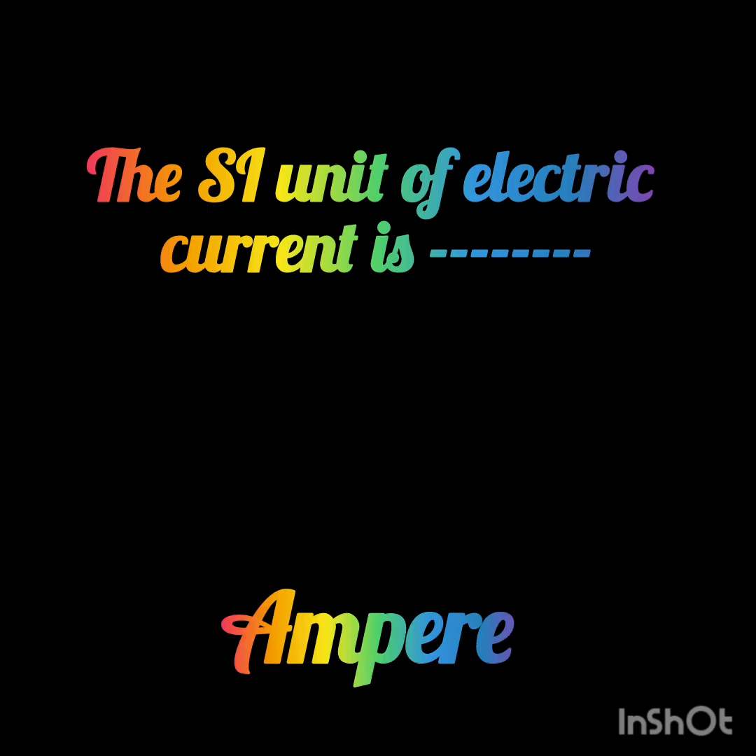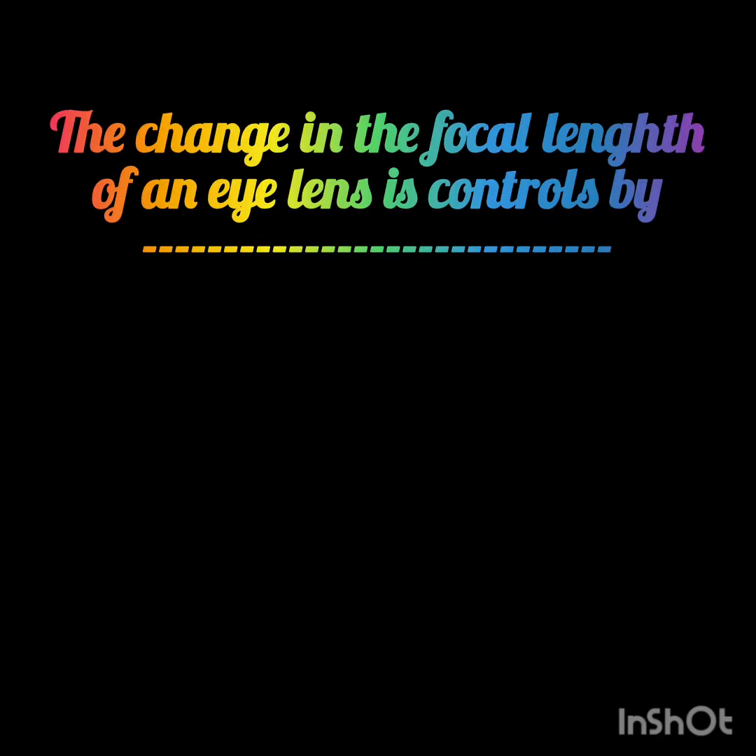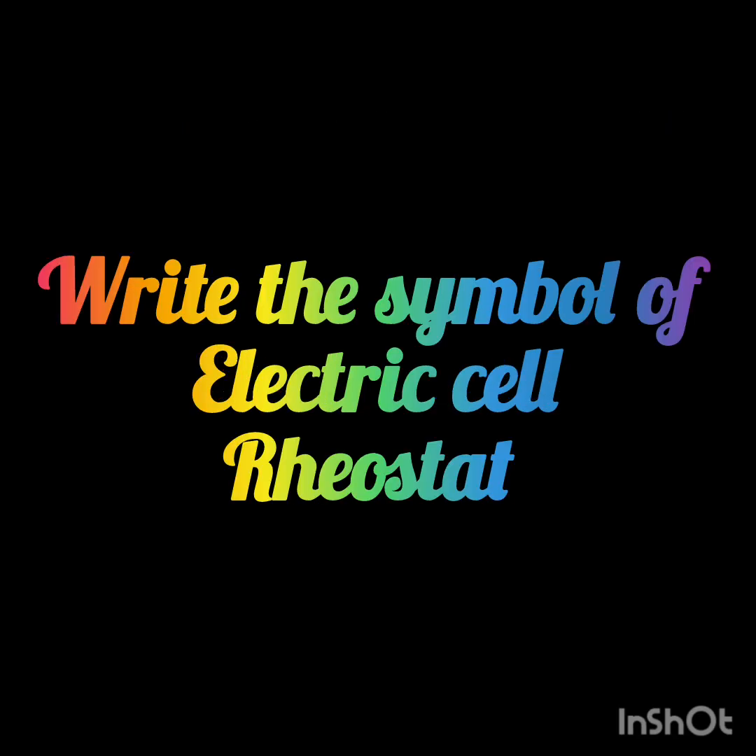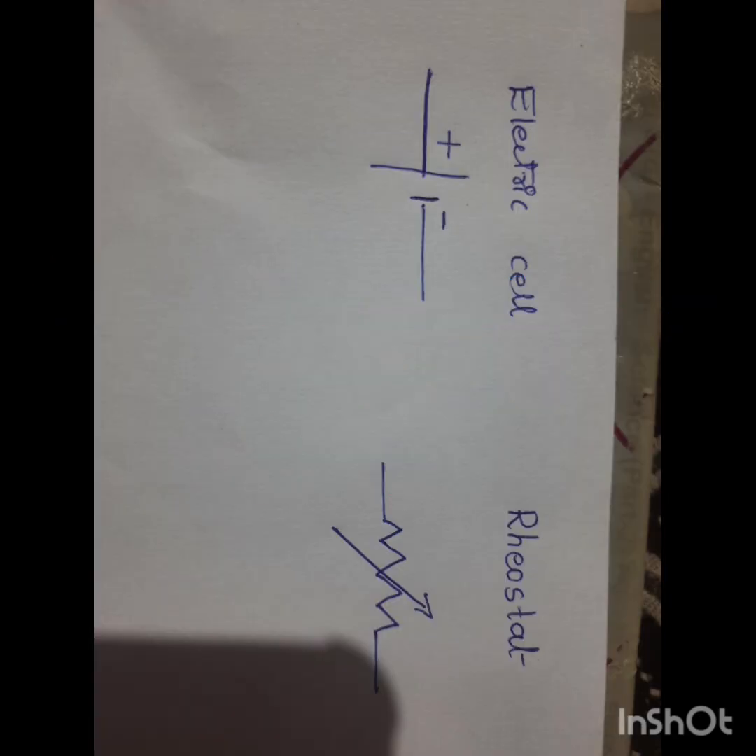The SI unit of electric current is ampere. The change in the focal length of an eye lens is controlled by the ciliary muscle. Write the symbol of electric circuits: electric cell and the rheostat.